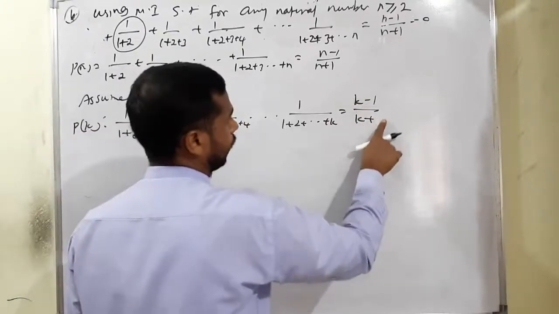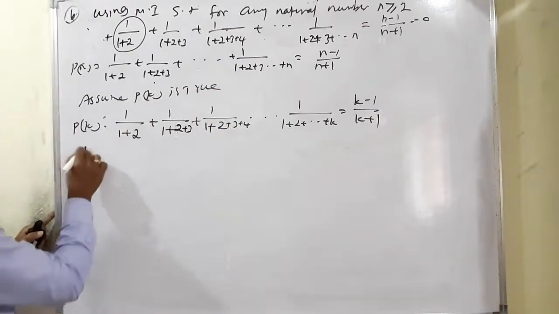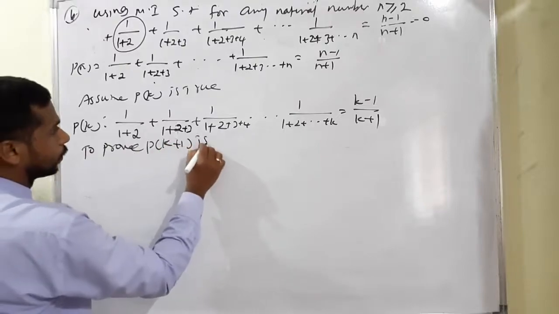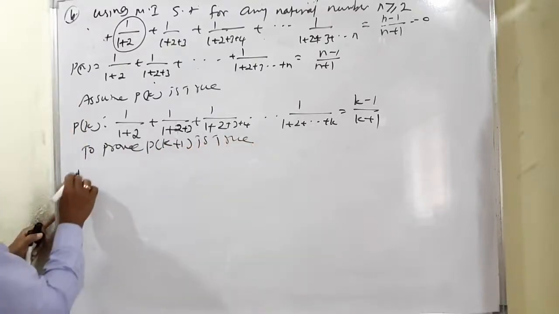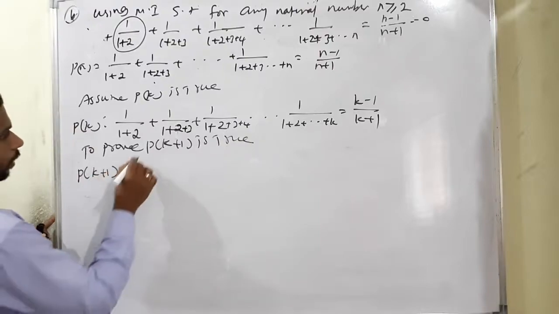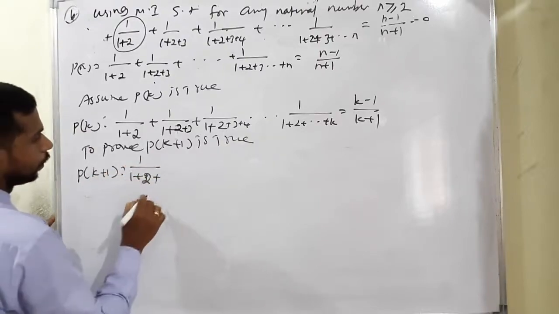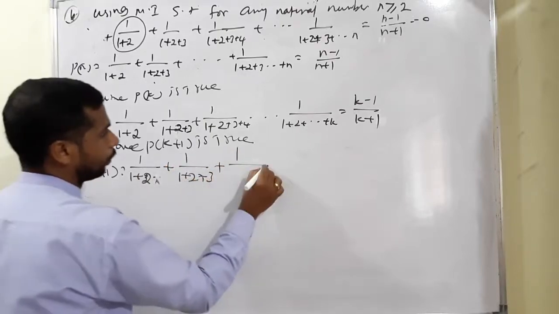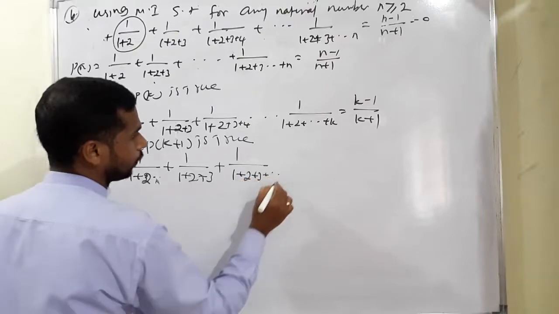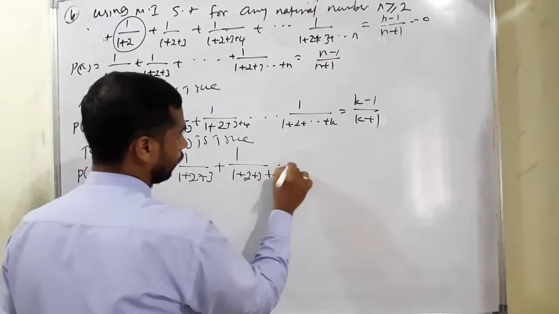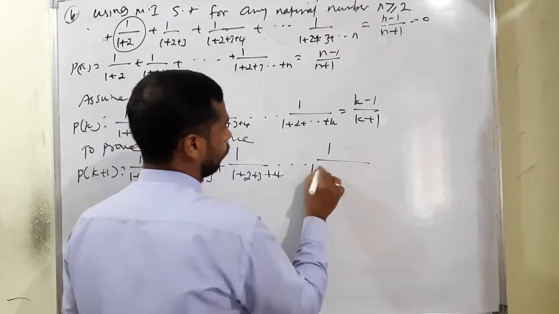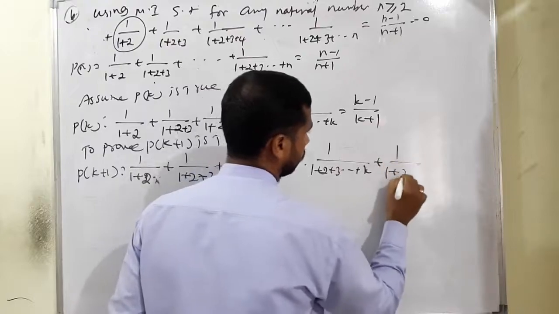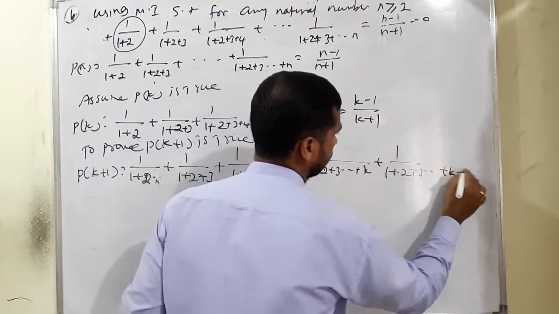Sorry, (k minus 1) over (k plus 1). Then to prove P of k plus 1 is true. So P of k plus 1 means 1 by 1 plus 2, then plus 1 by 1 plus 2 plus 3, plus 1 by 1 plus 2 plus 3 plus 4, dot dot dot, 1 by 1 plus 2 plus 3 dot dot dot plus k plus 1.